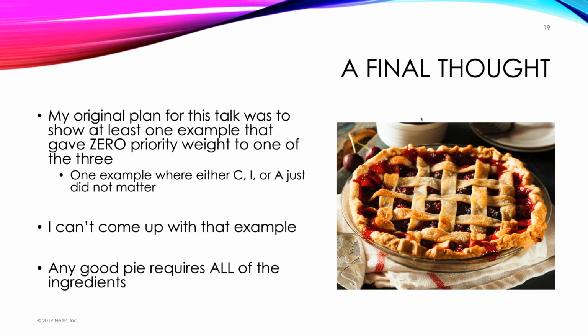And I could not come up with a really, truly good example of where you wouldn't want at least a little bit of the C, the I, and the A: confidentiality, integrity, and availability. You need all 3 every time.